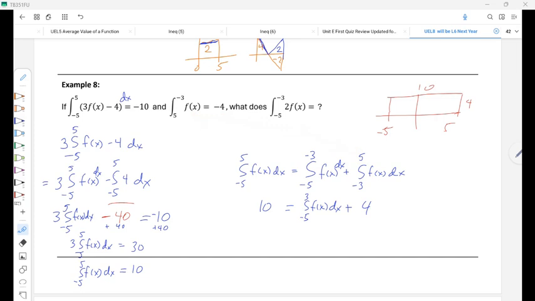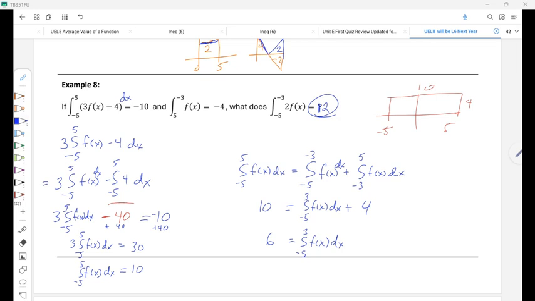So almost our answer: the integral from -5 to 3 of f of x dx equals 6. So the integral of twice that function is 12. And again, that's using the constant multiple property. I'm just pulling the 2 out front, which you are allowed to do.